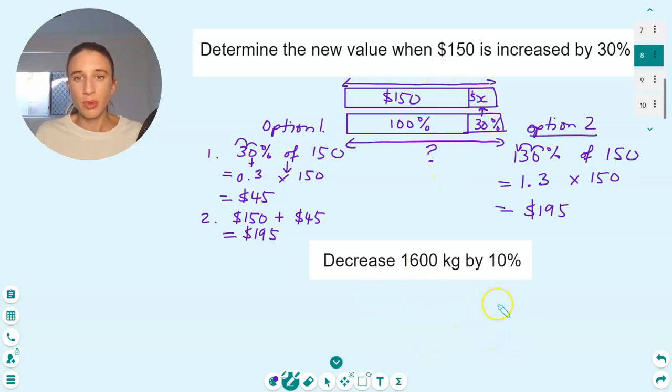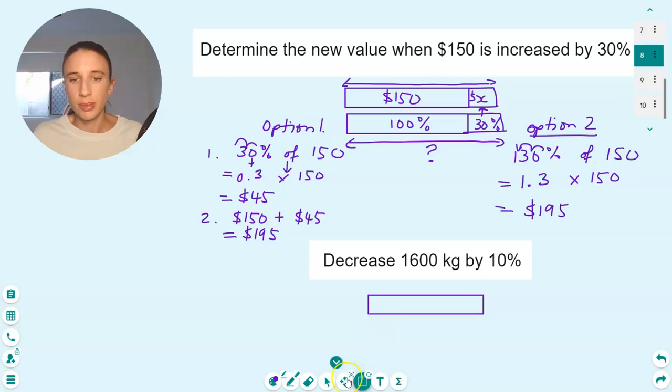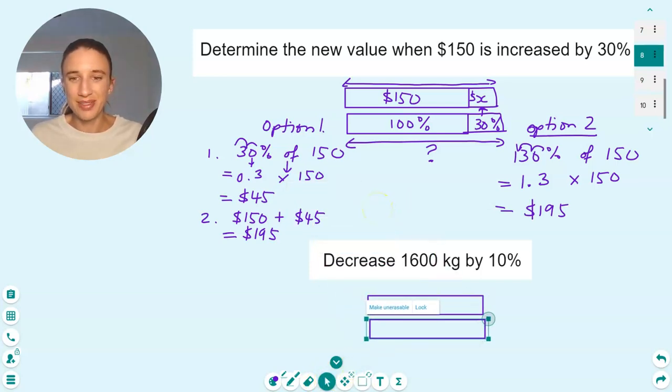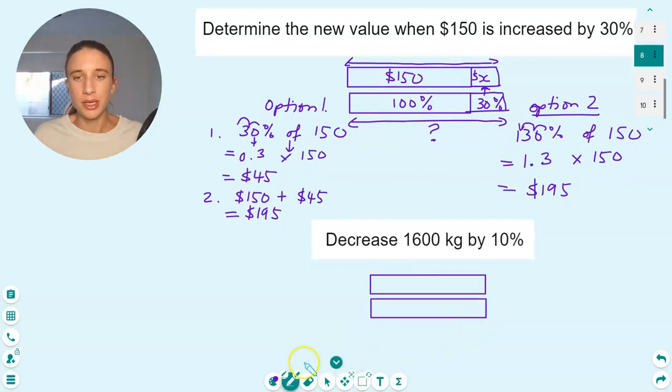So maybe you want to pause the video and try this one out. Again, now we are decreasing 1600 by 10%. So I'm going to draw that. I'm going to draw my dollars, my kilogram bar, my amount bar. And I'm going to draw my percent bar. 1600 kilograms is 100%.